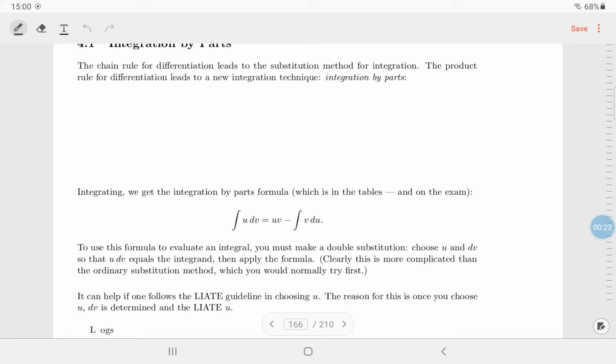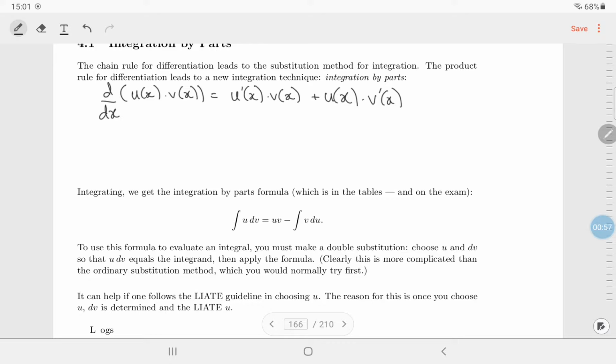So the product rule says that the derivative of, say, u of x times v of x is equal to the derivative of the first thing times the second thing plus, actually this isn't normally how I'd write it, but anyway, plus the first thing by the derivative of the second thing.